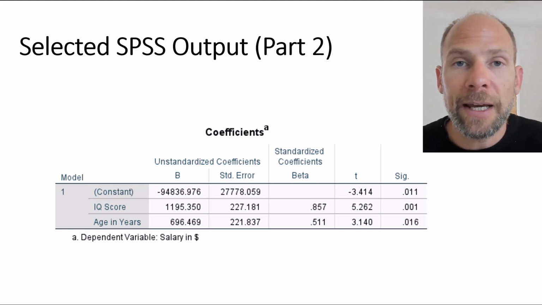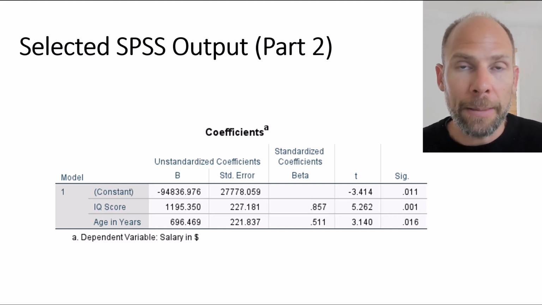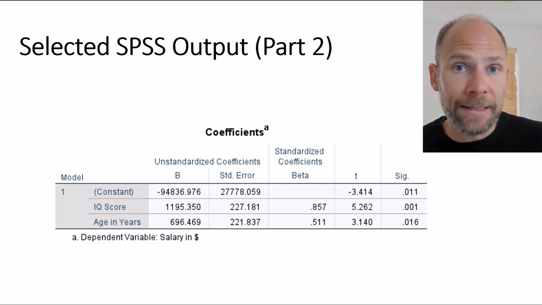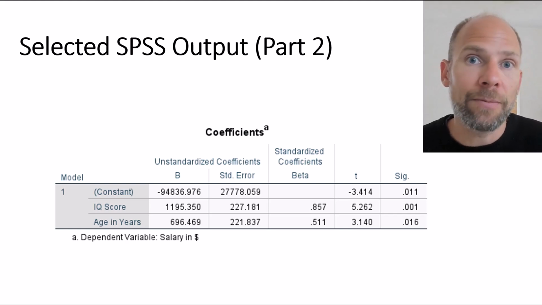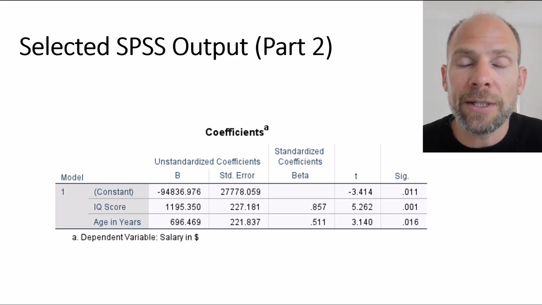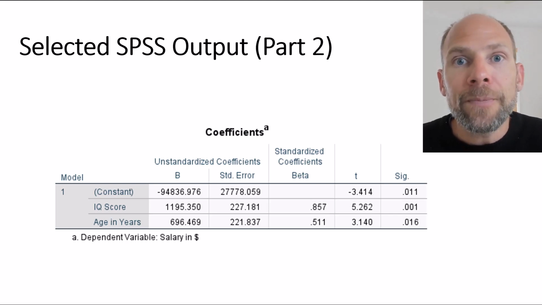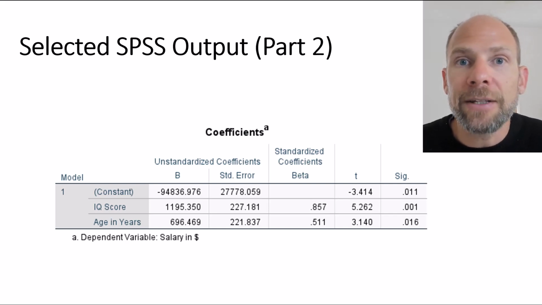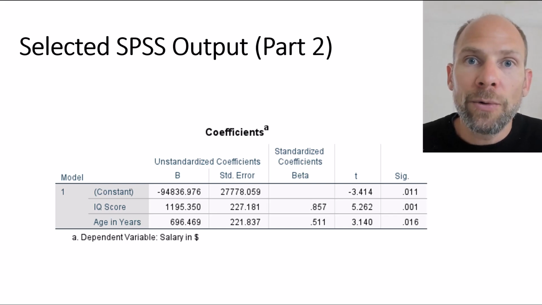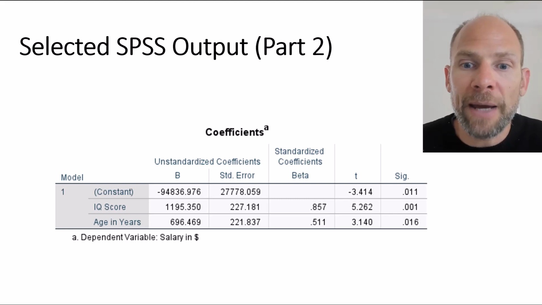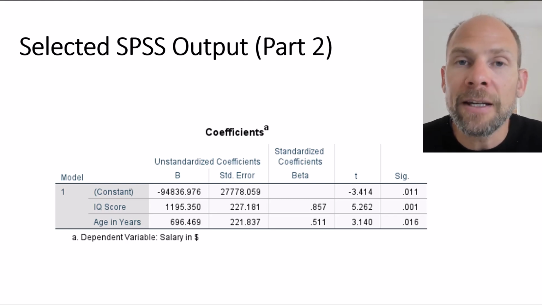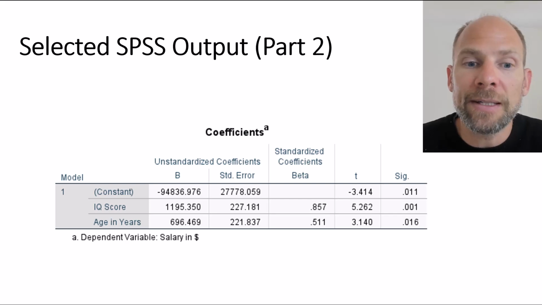In addition to that, we also get standardized regression coefficients that SPSS calls beta. There's no intercept in a standardized regression because when the variables are standardized, their means are 0 and then the intercept also is 0, but the B1 and B2 coefficients are provided. And so now these are interpreted in standard deviation units, meaning that for a 1 standard deviation unit increase in IQ scores, we expect a 0.857 standard deviation unit increase in salary dollars.